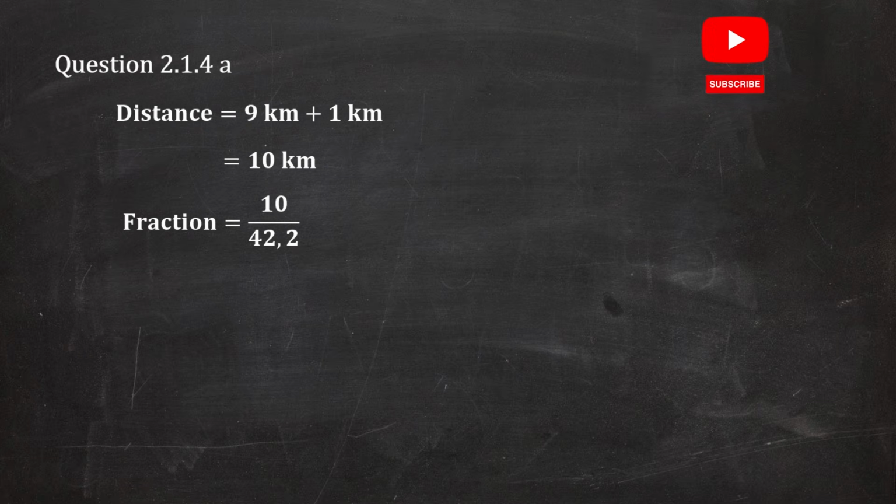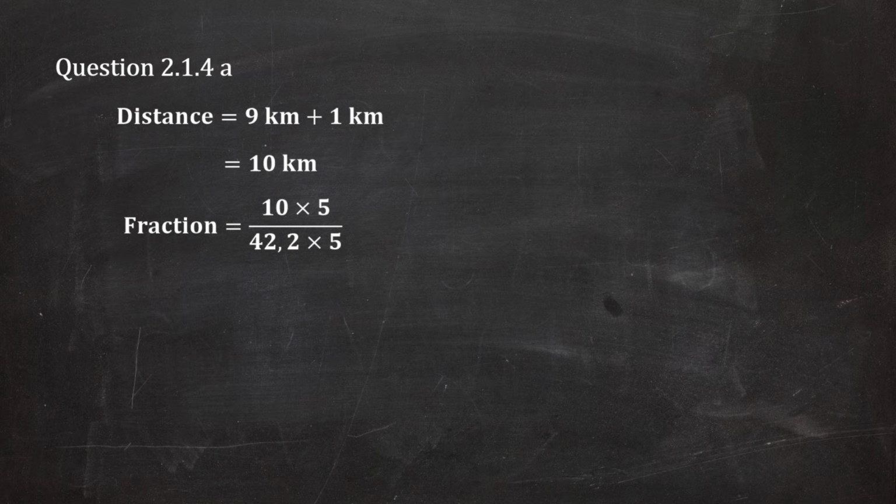So the fraction of a mini marathon to a standard marathon is written like this. Simplified form means that this fraction should be written in a form with whole numbers in the numerator and denominator. To achieve this, you will have to find the lowest whole number that, when multiplied with 42.2, will result in a whole number. This lowest whole number is 5. So multiplying both the denominator and the numerator by 5 will result in a fraction of 50 over 211. This fraction is the simplified form of the mini marathon to the standard marathon.